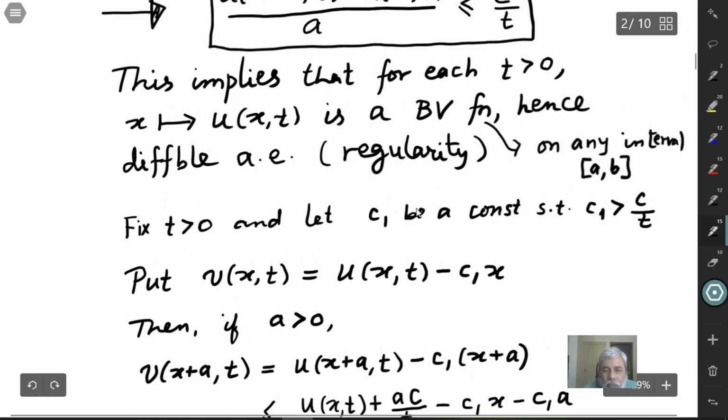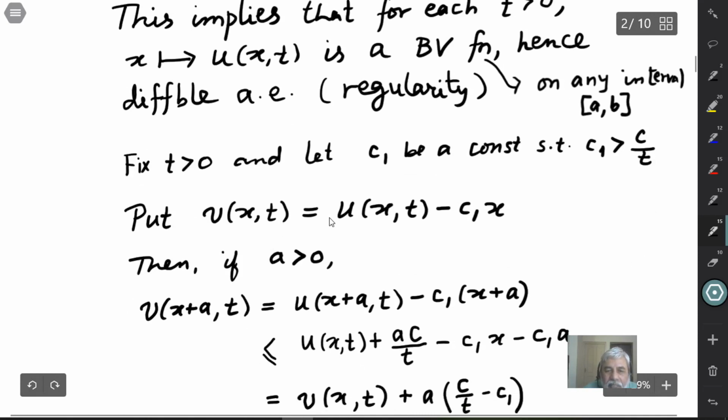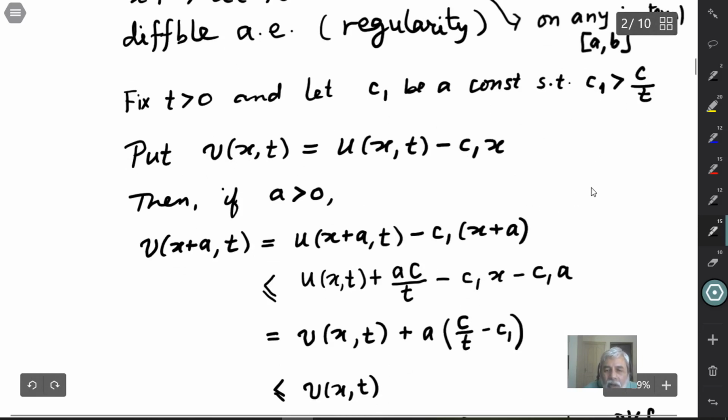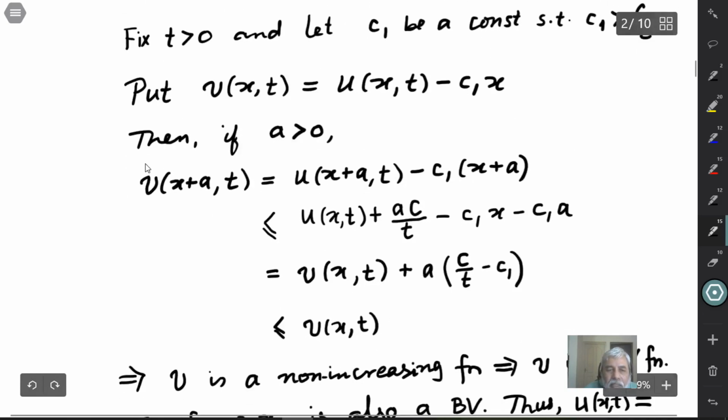Fix t positive and take any constant c1 such that c1 is bigger than c/t. Define this new function v(x,t) equal to u(x,t) minus c1 x, where c1 is the constant we have chosen. Now we show that this v is a non-increasing function. For that, take any a positive and compute v(x+a,t), which by definition is u(x+a,t) minus c1(x+a). Now use the entropy inequality: u(x+a,t) is less than or equal to u(x,t) plus a c/t.